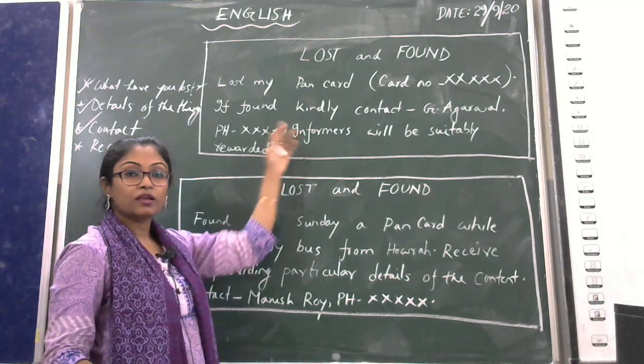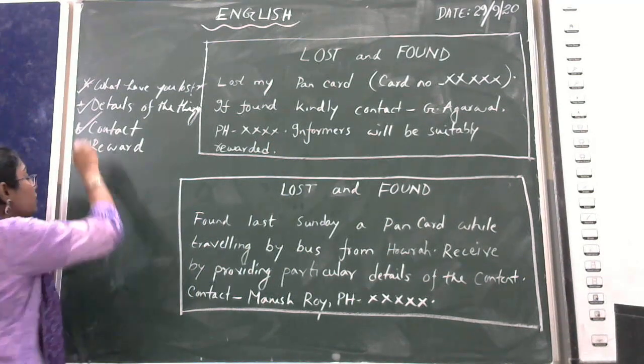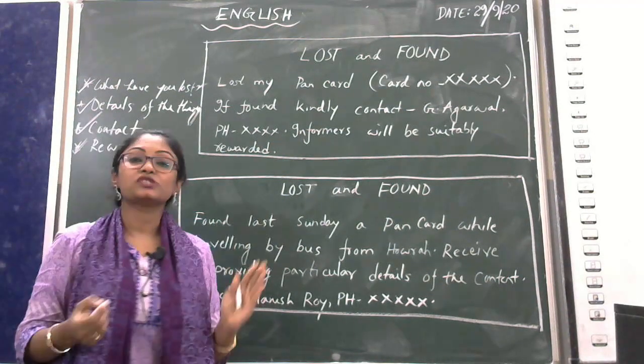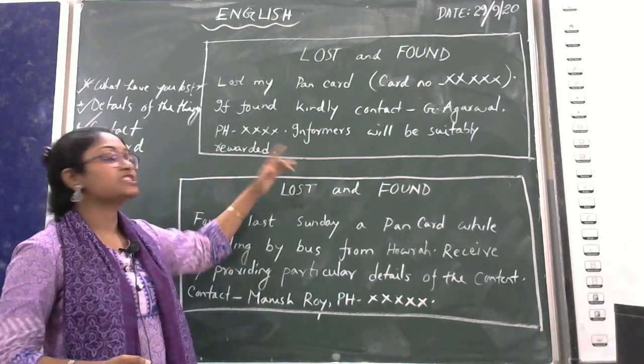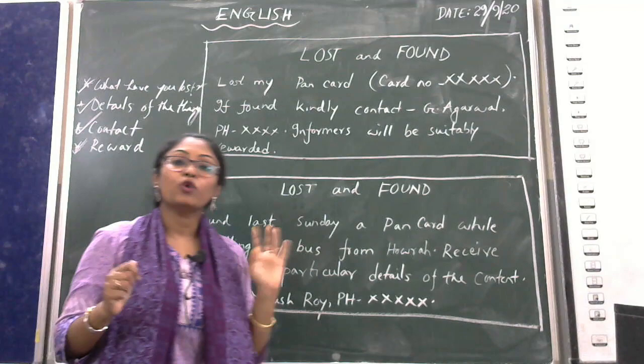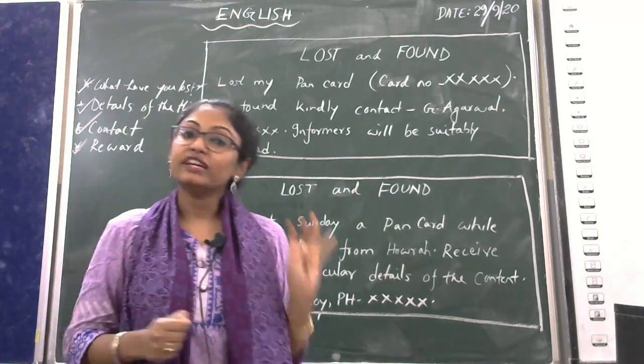Full stop. Now the optional part, what I have told, the reward. Informers will be suitably rewarded. Done. So, a very easy one for lost and found. So there are 4 things you have to keep in mind. What you have lost.